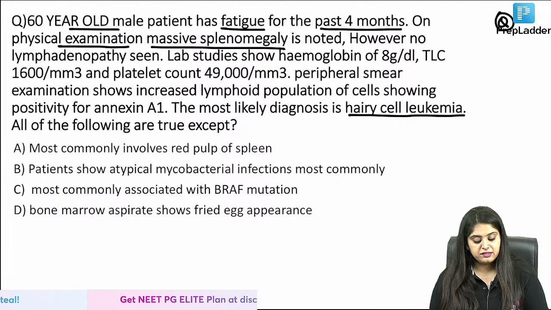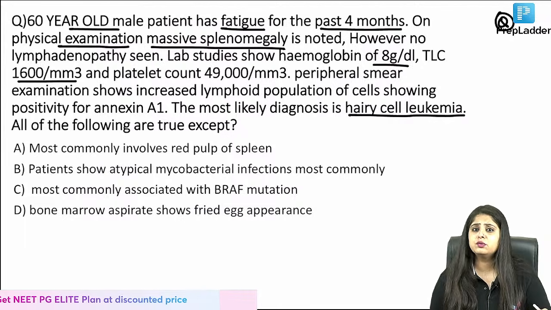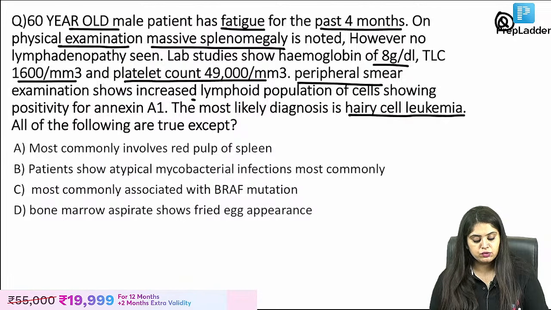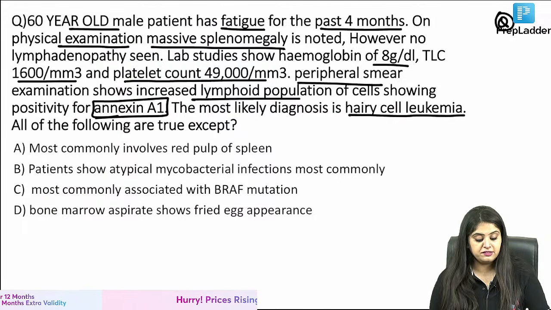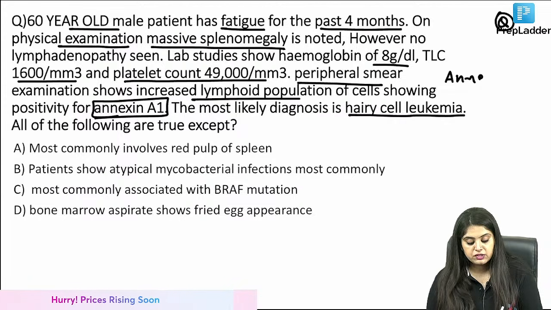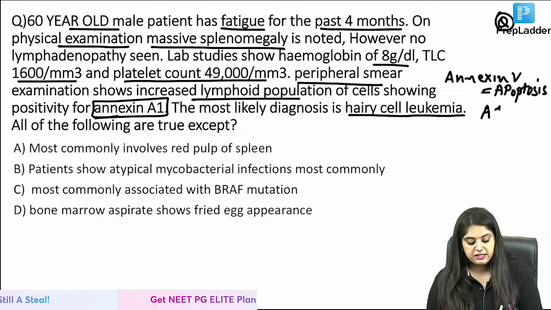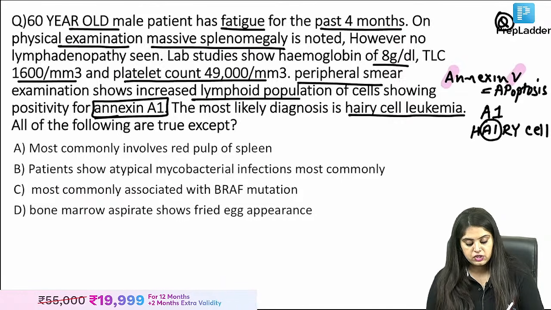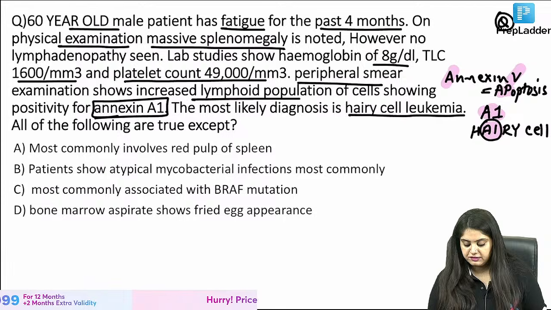Plus so many things. There is hemoglobin of 8, TLC has gone so low, platelet count has also gone so low. Peripheral examination shows some lymphoid cell positive for annexin A1. If they would have mentioned annexin 5, I would have called it apoptosis. If they write annexin A1, then we start thinking of hairy cell leukemia. Yes, apoptosis, annexin 5, hairy cell leukemia, annexin A1.